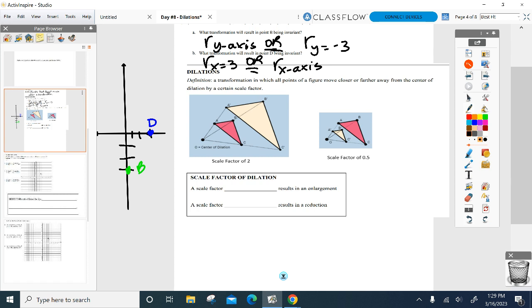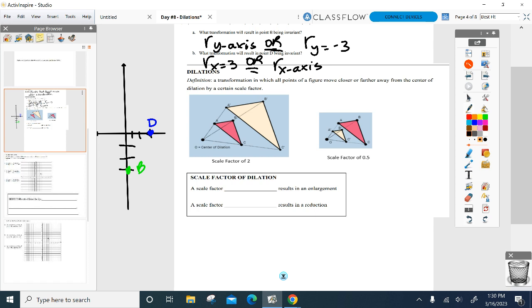You need two things for a dilation. Two most important things to a dilation. Number one, you need a center to dilate around. When you perform a dilation, here's what happens to a point. It either gets further away from that center or it gets closer to that center. How do I know if it's going to get further away or closer? Here's the second thing you need in a dilation. What's called a scale factor.